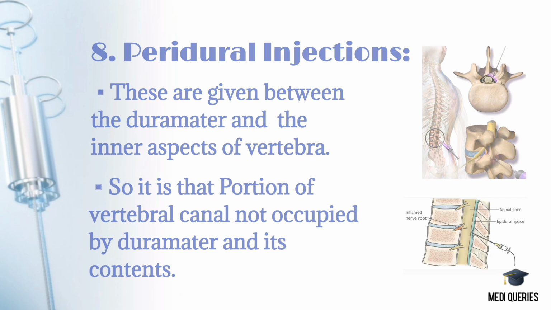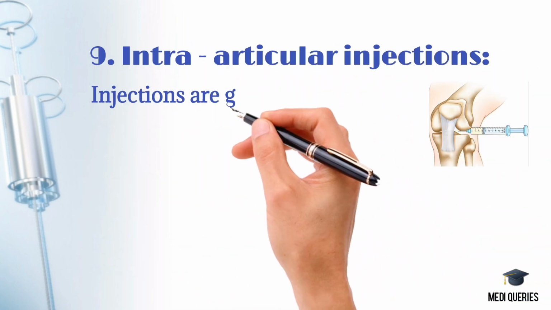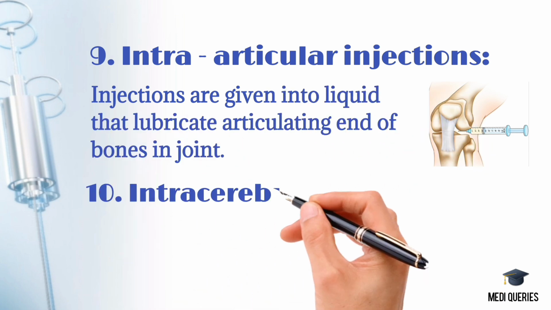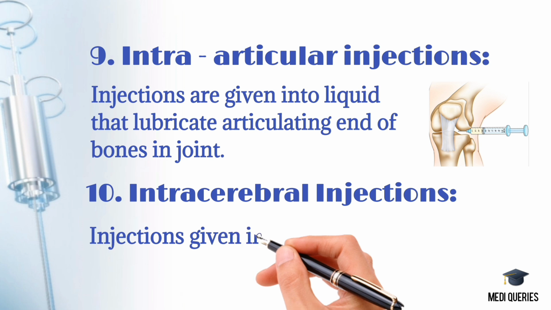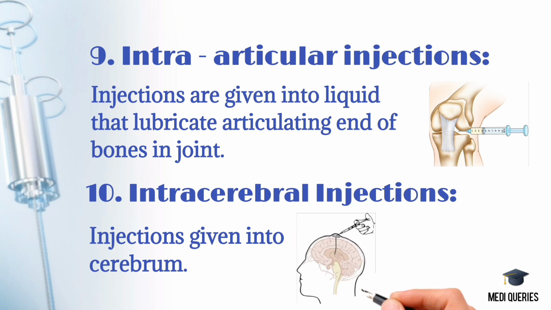And next one is intra-articular injections. These injections are given into the fluid that lubricates the articulating ends of bones in a joint. And next one is intracerebral injections. These injections are given into the cerebrum. It is a special type of injection.